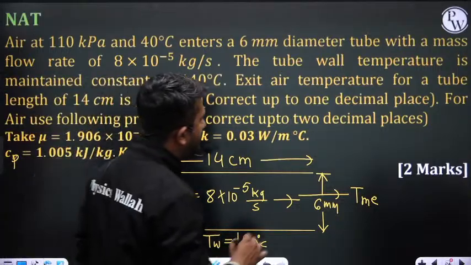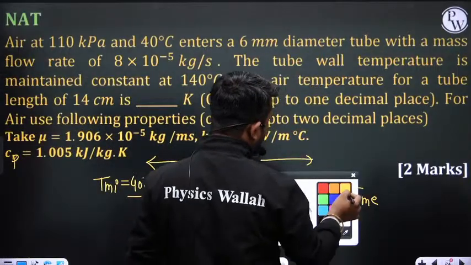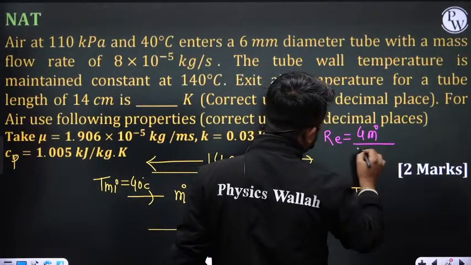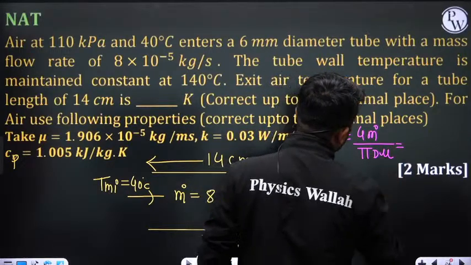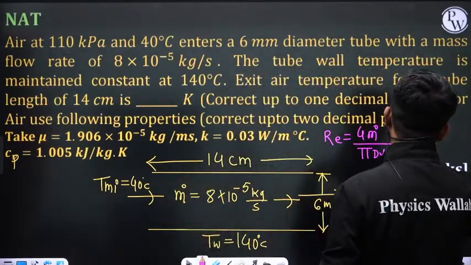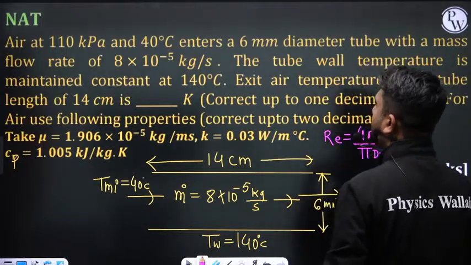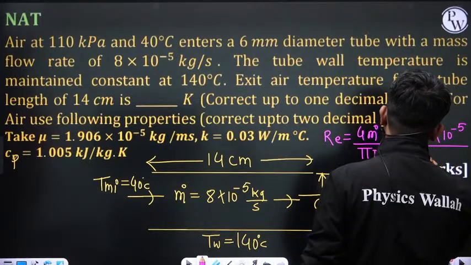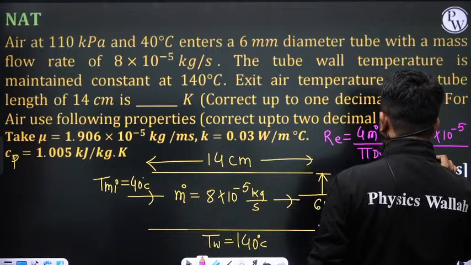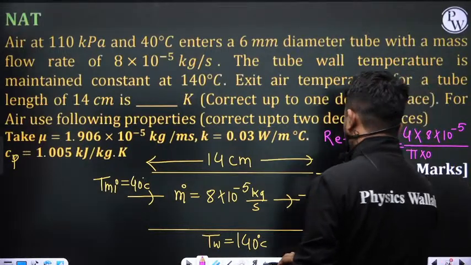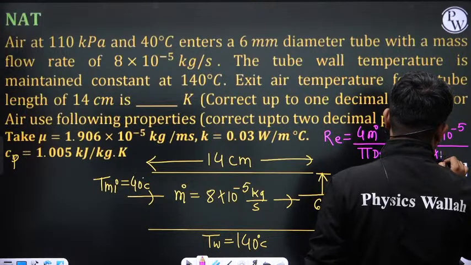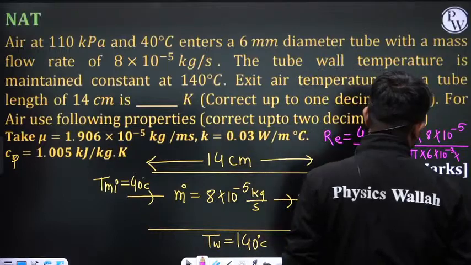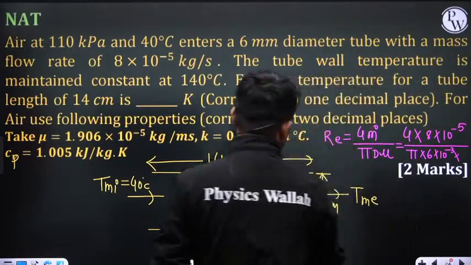The Reynolds number is 4 m dot divided by pi d mu. So m dot is given as 8 into 10 to the power minus 5, divided by pi multiplied by d, which is 6 into 10 to the power minus 3, into the value of mu, 1.906. One minute.